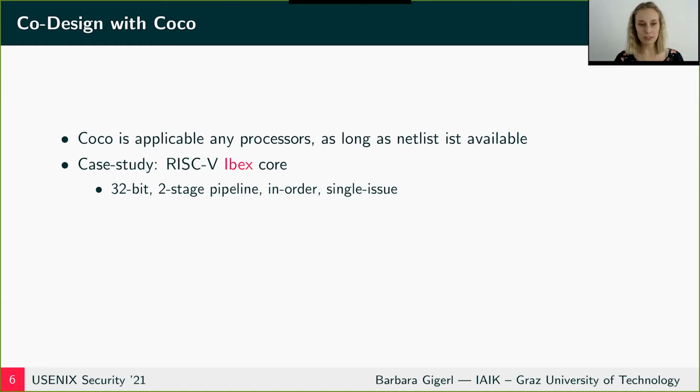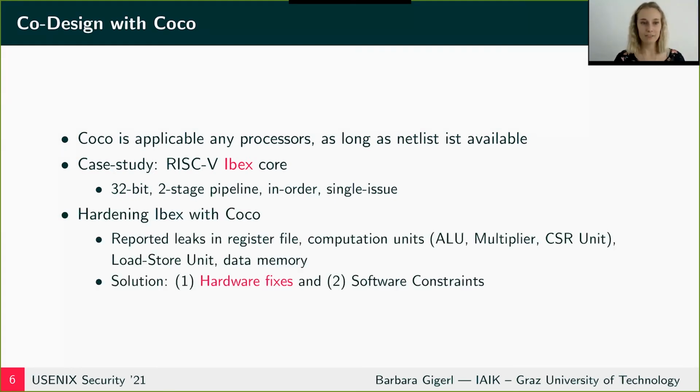In our paper, we execute a case study using the RISC-V Ibex core. This is a very small 32-bit core with only 2 pipeline stages. But this core has, I would say, all the important components every other microprocessor has, for example, a register file or an ALU. And when we then ran our masked software on the Ibex core with Coco, we could identify leaks in the register file, in the ALU, in the data memory, and in the load store unit.